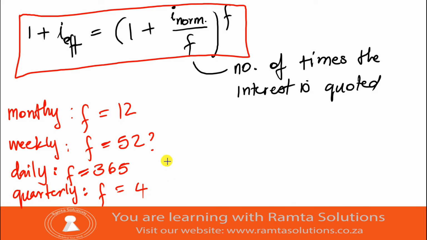So this is just an example. One that you get a lot is the monthly quoting. Let me show you an example.